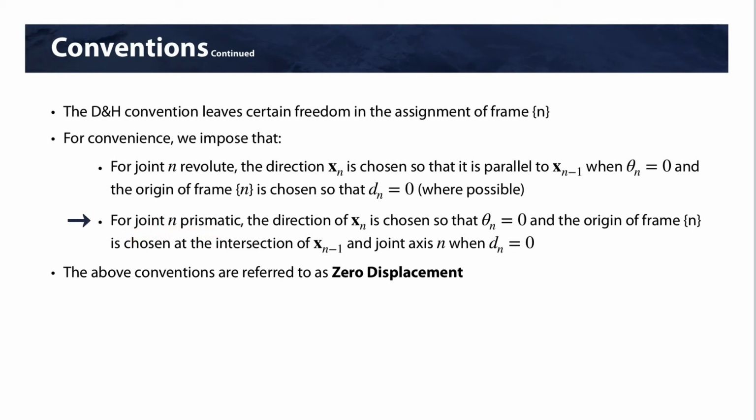For joint n prismatic, we choose the direction of Xn so that theta n is equal to 0, and the origin of frame n is chosen at the intersection of Xn-1 and joint axis n when dn is equal to 0. The above conventions are referred to as zero displacement. You can think of it as, what does the robot look like if all our joint values are 0? We'll often draw our robots in a zero displacement diagram so that we can assign our D&H parameters, and we'll do that in our examples.